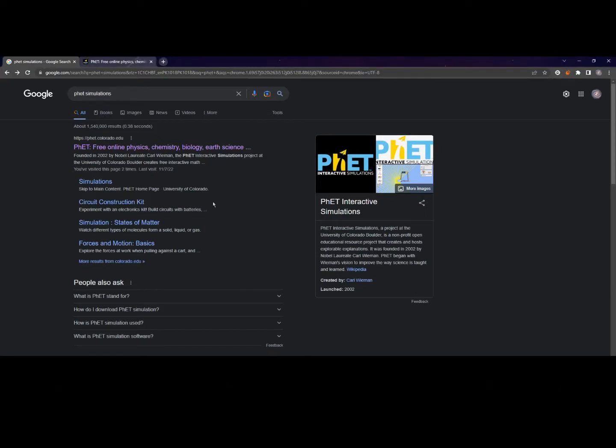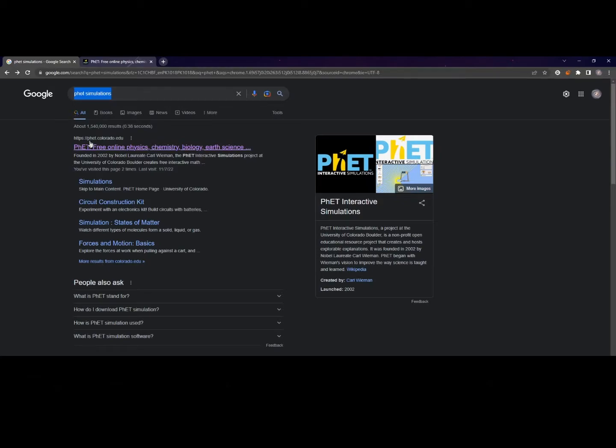Okay, hello everyone. Today we're going to look at PhET simulations, and we're going to see how we can use this for learning physics, chemistry, biology, and other sciences. It's a very good simulation tool which is available online. All you need to do is just search PhET simulations.